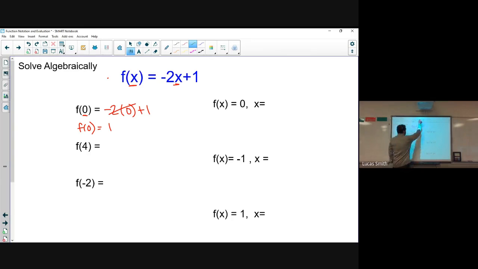Let's think about this one, f of 4. Again, that just means replace your x with this number. So it's going to be negative 2 times 4 plus 1. We've got to do a little bit of math here. Think orders of operations, PEMDAS. If you haven't seen that in a little while, PEMDAS: Please Excuse My Dear Aunt Sally.